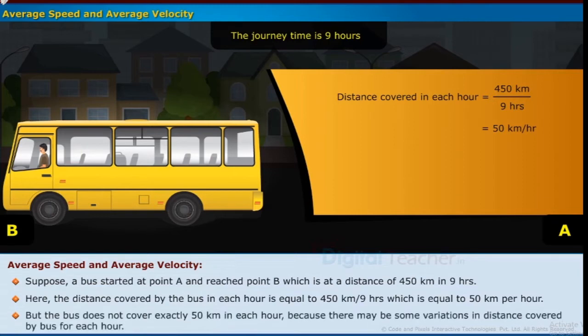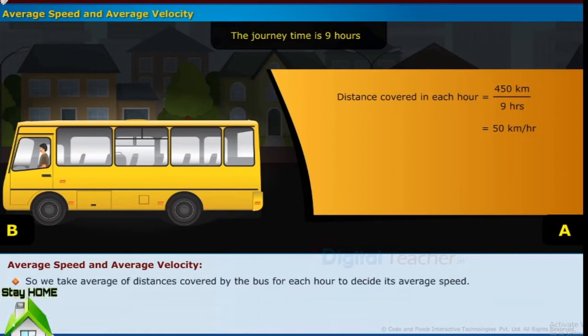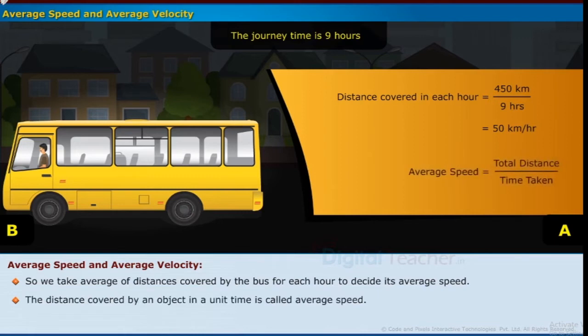But the bus does not cover exactly 50 kilometers in each hour, because there may be some variations in the distance covered by the bus for each hour. So we take the average of distances covered by the bus for each hour to decide its average speed. The distance covered by an object in a unit time is called average speed.